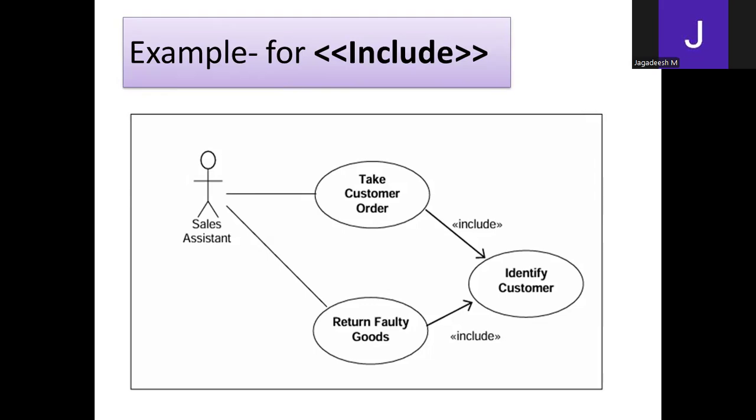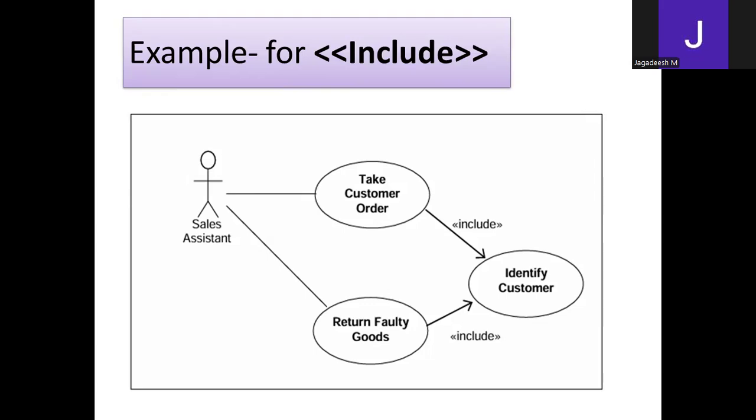Similarly, if you find anything faulty and you are trying to return the faulty goods, without identifying to whom it has to be given or from whom it has to be received, it cannot be done. So take customer order depends upon identifying the customer. Here the dependency is towards identifying the customer, so you can find the arrowhead towards identifying the customer.